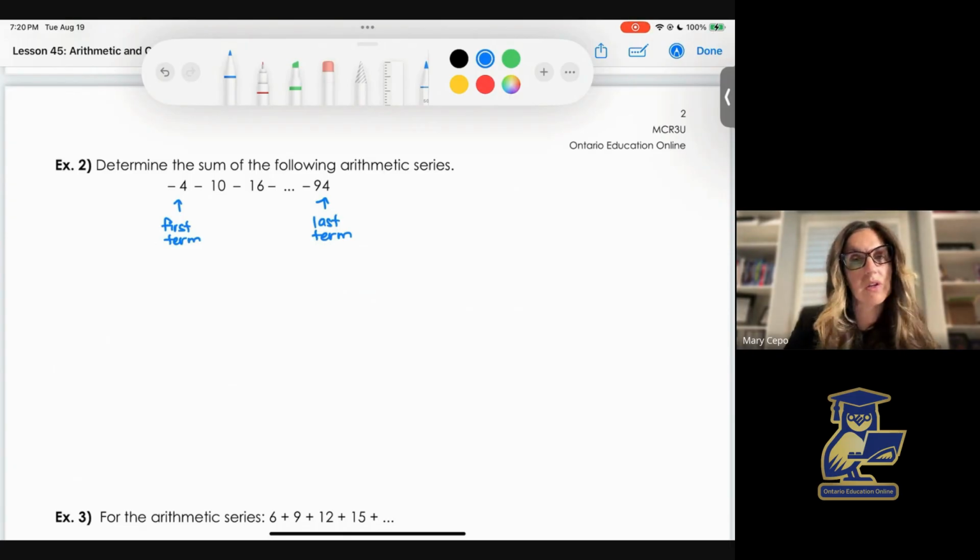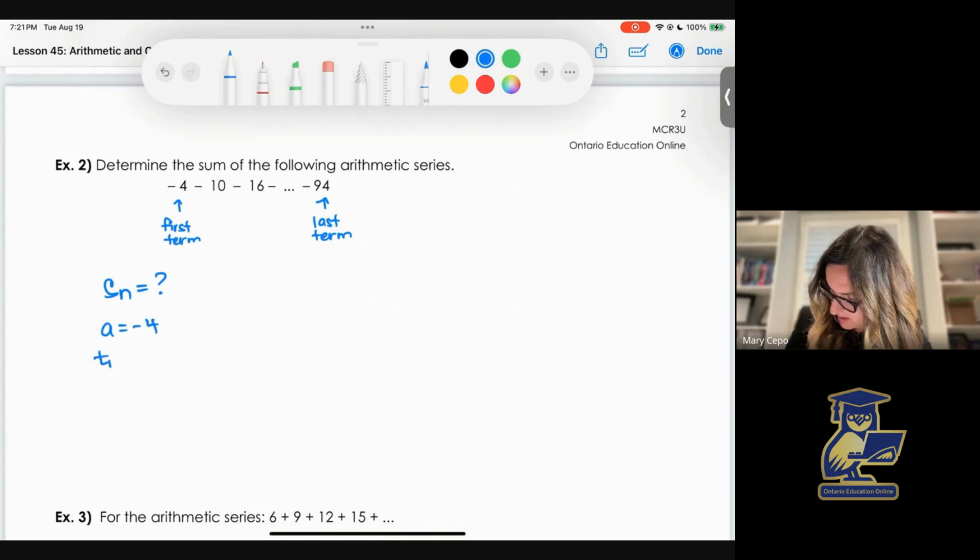In this case, we can look at the second version of the sum of the arithmetic sequence. So we can say Sn is equal to... notice we're missing something. We don't know actually how many terms are in this sequence. We know that the first term is -4, and we know the last term is -94. But in this case, we still need to determine how many terms. Now, we can use our knowledge of arithmetic sequences to help us.